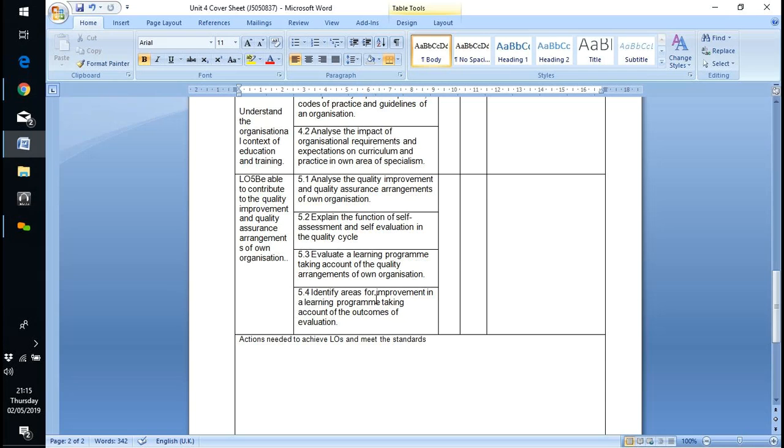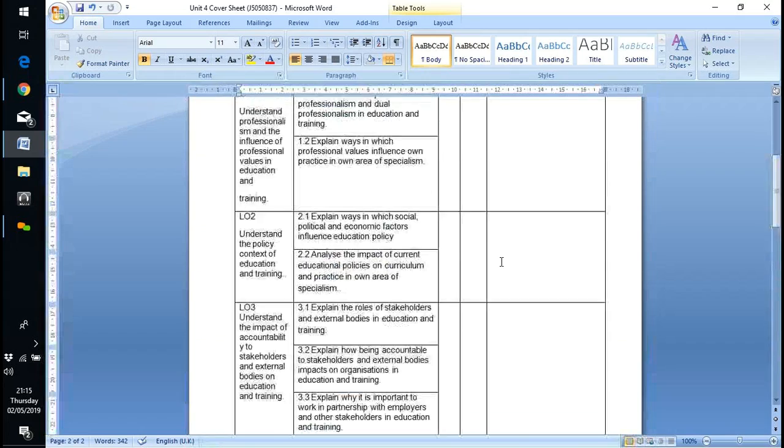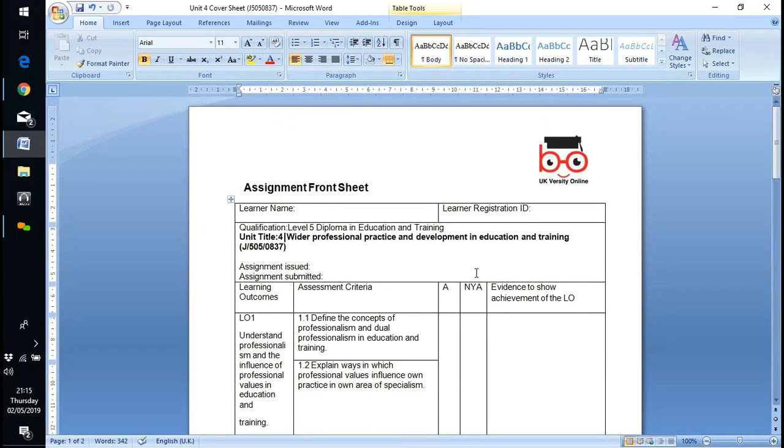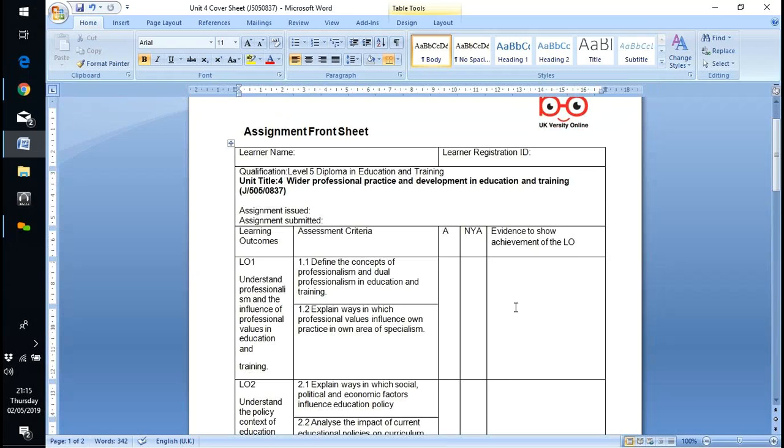Again, from that evaluation, then identify any areas for improvement, taking account of the outcomes of that evaluation. So 53 follows into 54. Okay. And that basically is Unit 4. I know it's shorter, but it's got quite a lot of things that I'm not familiar with, so probably quite a bit of research on this one. There is some stuff on the VLE.